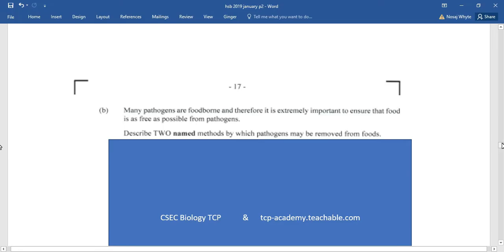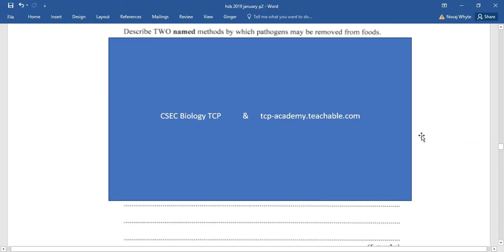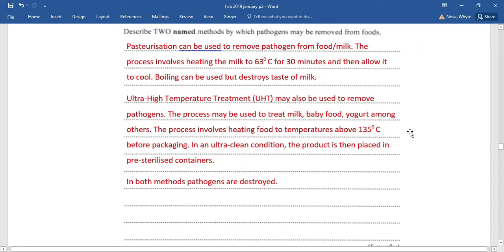Here we go again. Many pathogens are foodborne, and therefore it is extremely important to ensure that food is as free as possible from pathogens. Now describe 2 named methods by which pathogens may be removed from food. So how do you remove pathogens from food at home? A lot of persons will say, well, we cook, or some persons might say we eat the food at a certain temperature to get rid of pathogens. Now the methods are many. Now pasteurization can be used to remove pathogens from food like milk.